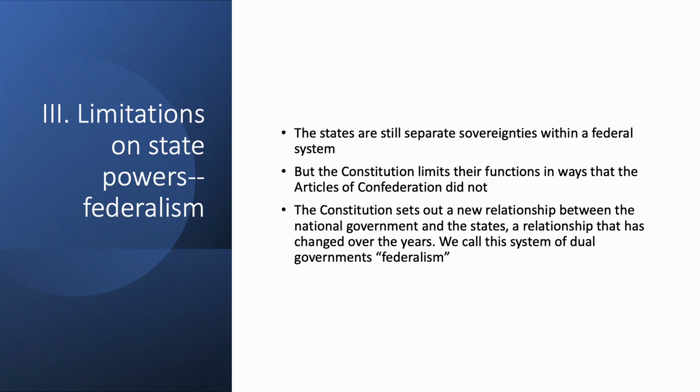So, the Articles was a system of strong states and a weak national government. And that is one of the main things that the people who wrote the Constitution intended to change. They wanted a stronger national government, but they wanted to keep the states with a certain amount of sovereign power. In other words, they were still going to be functional governments. They were going to have an important role, but they weren't going to be as powerful as they were.